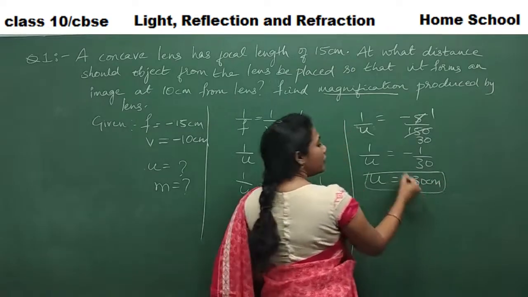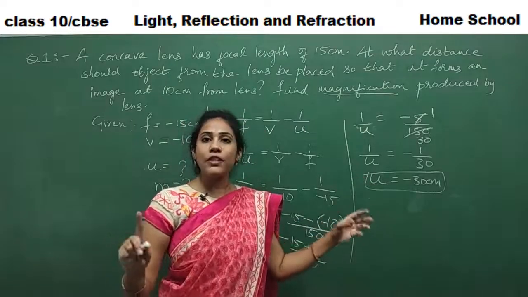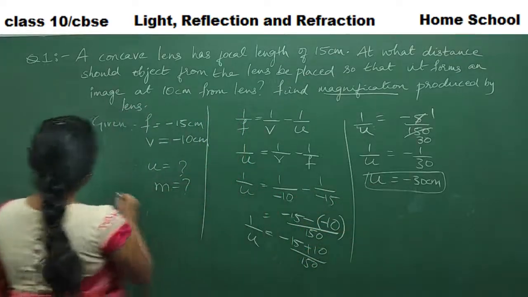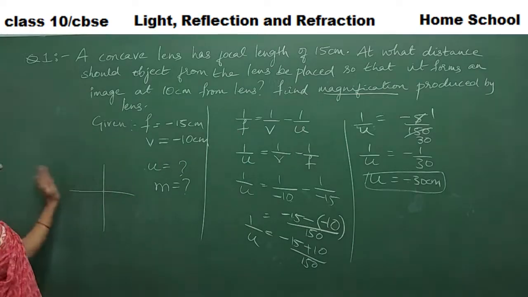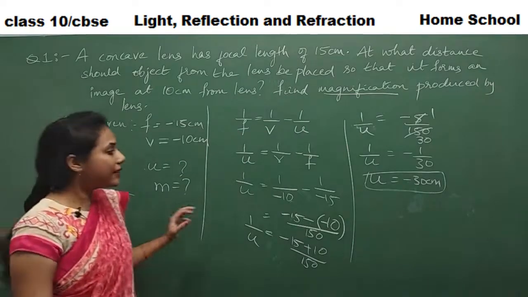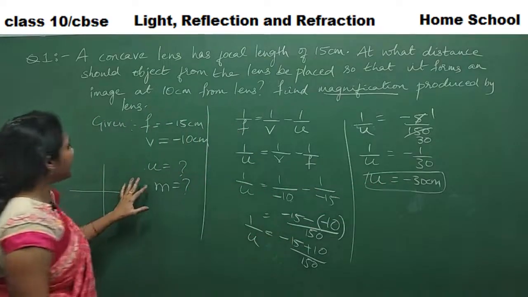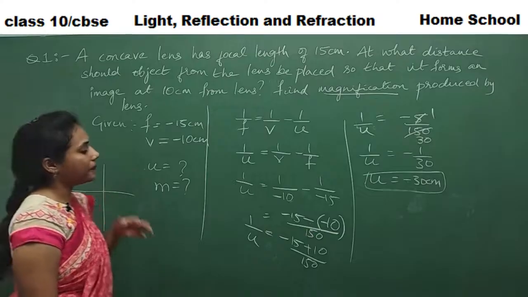See, automatically you got a minus value for u, because object distance is always negative. Object distance is always kept this side. Object is kept this side. It's on a negative x-axis, right? Fine. So one answer we have got, u is equal to minus 30 centimeter, right?